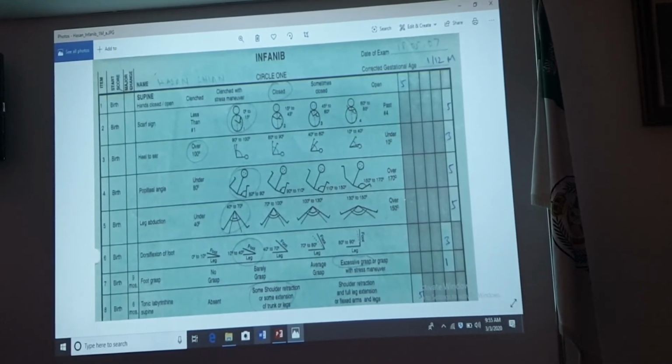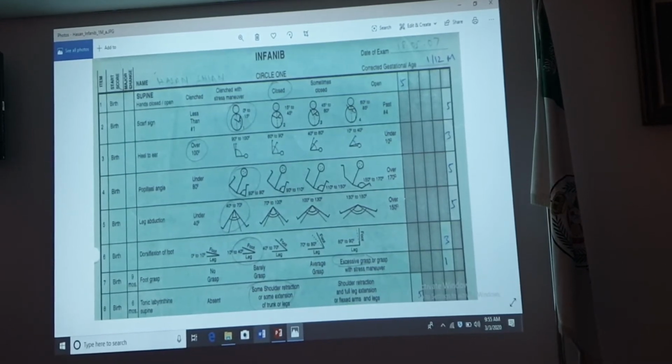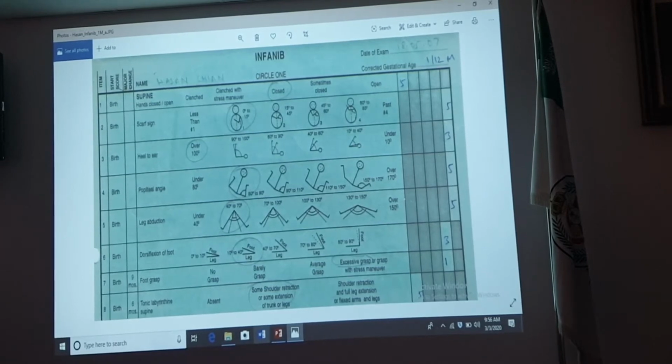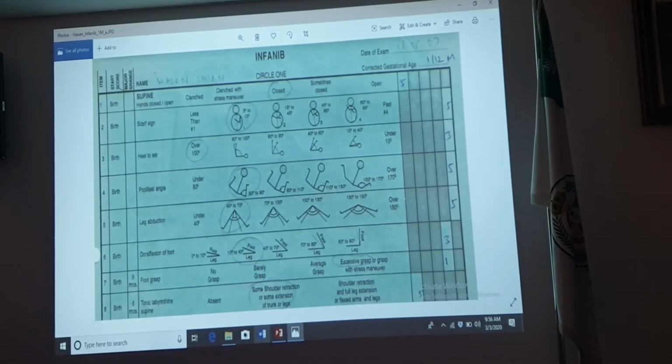Second point, the scarf sign. You will see you have an angle 0 to 15, 15 to 45, 45 to 60, and 60 to 85, and then after 85. So it is 1, 2, 3, 4, and past number 4. Clear? If it is 0 to 15, less than that, you have to grade over here.